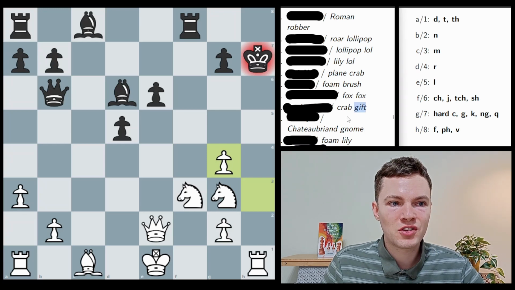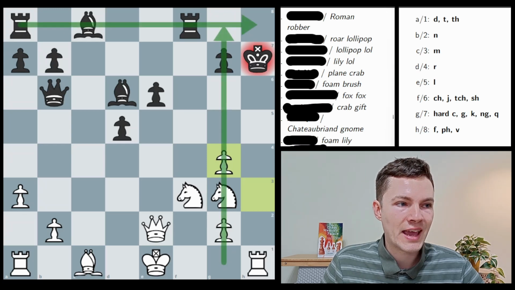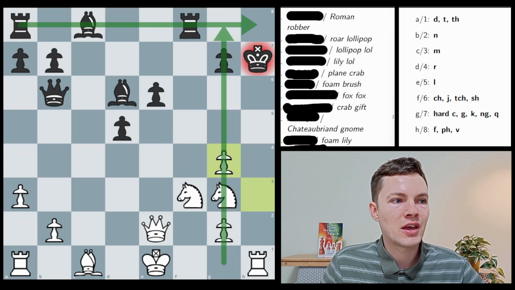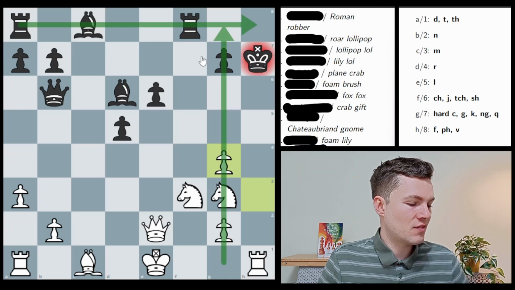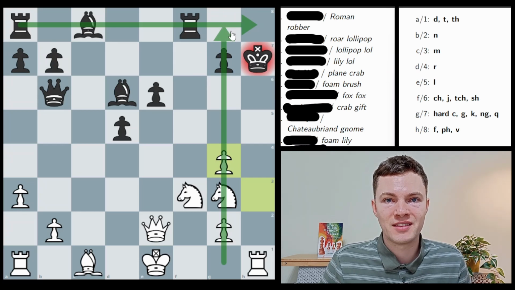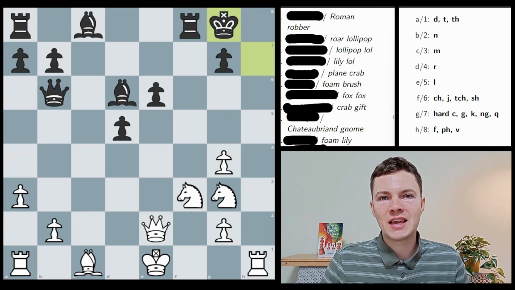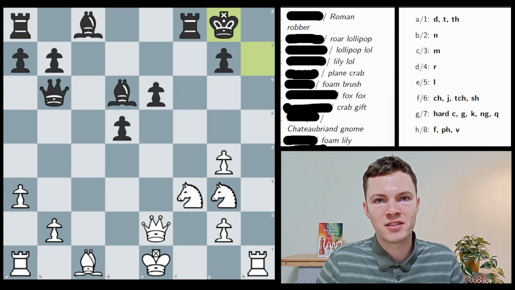Black responds gift. So we have g and f. So g is the 7th file, f is the 8th rank. So this is a move to g8. And you'll notice that there is only one candidate piece, because even though it looks like the rook can move to g8, of course it can't because Black is in check. So this move must be king to g8. The king is the only piece that can legally move to g8, even though it might be in the line of sight of other pieces.